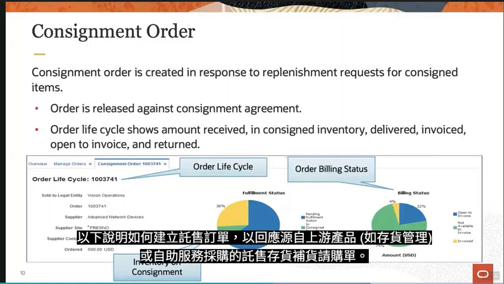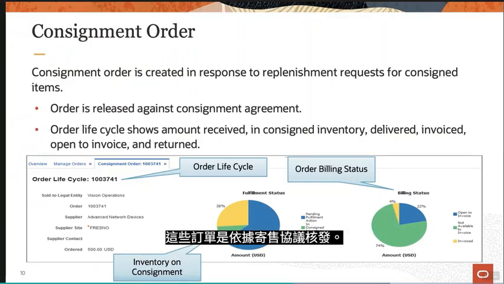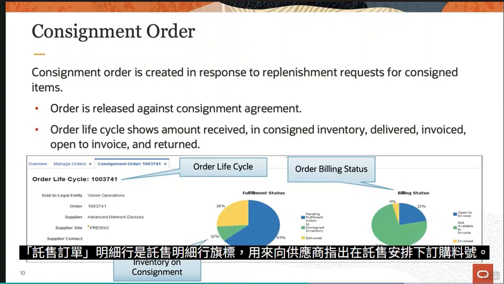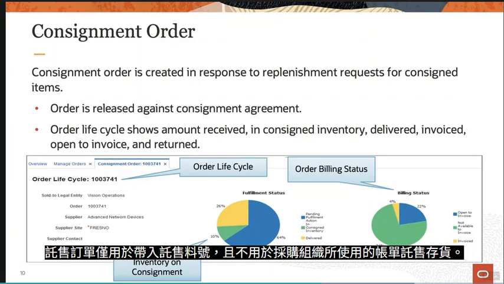Here, we see how consignment orders can be created in response to requisitions for replenishment of consigned inventory originating from upstream products such as inventory management or from self-service procurement. These orders are released against the consignment agreements, and existing functionality to limit orders issued to the amount limit on the consignment agreement will continue to apply. The consignment order line has a consignment line flag to indicate to the supplier that the item is ordered under a consignment arrangement. The consignment order is used only to bring in the consigned items and is not used for billing consigned inventory used by the buying organization.